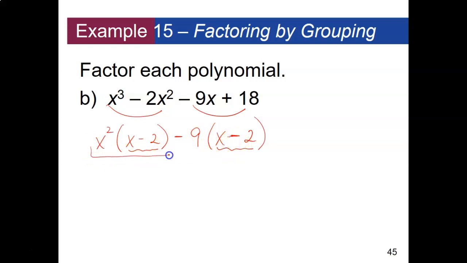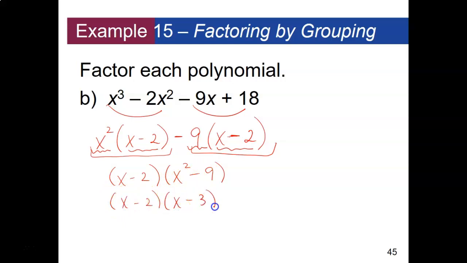So at this point, we've got this term and we've got this term. So we'll take out the x minus 2. We'll be left with x squared minus 9 for the leftovers. This would be left over and this would be left over. And here we see that we have a difference of perfect squares. So x minus 2, this would become x minus 3 and x plus 3.